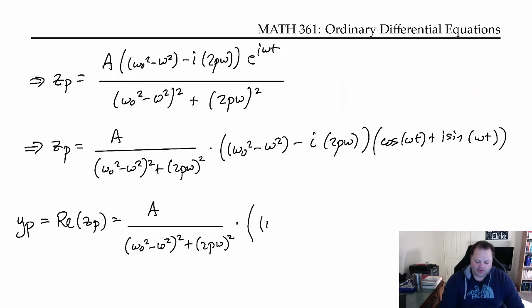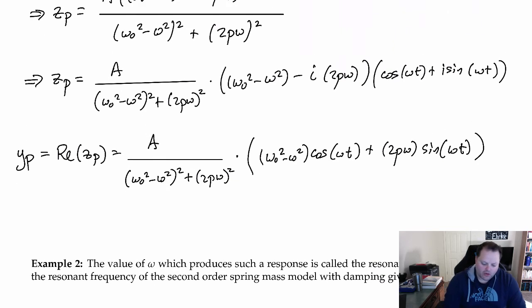So the real part of this is going to end up being omega naught squared minus omega squared times the cosine plus 2p omega times the sine, right? And we know that since this is an oscillation of cosine and sine, both of the same frequency, we can write this in the form cosine omega t minus phi times some sort of amplitude, right? And since I'm using capital A here, I don't want to use capital A again, so I'll just use capital B, where B is the amplitude of this oscillation.